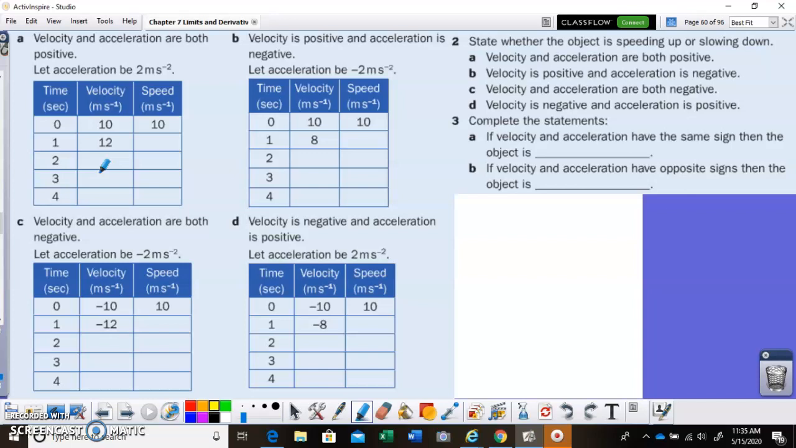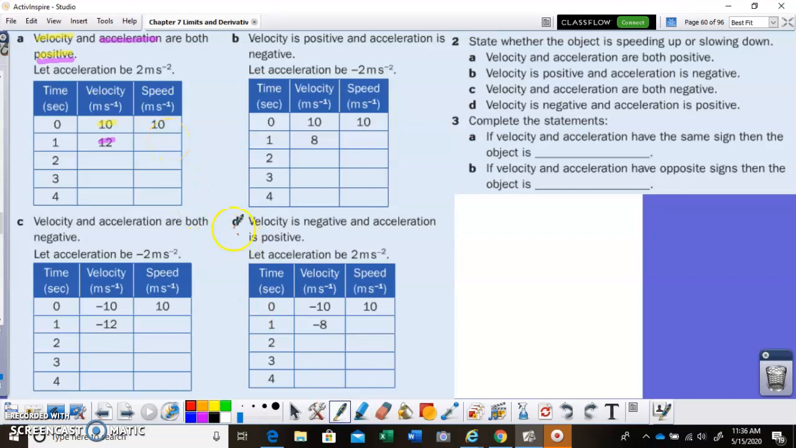So the directions are to fill in the table based on the given facts. For instance, this first one says the velocity is positive. So our velocity is positive, that's the 10, and our acceleration is also positive. That means when we accelerate from 10 to the next speed at time 1, we've increased our speed by 2 meters per second squared.